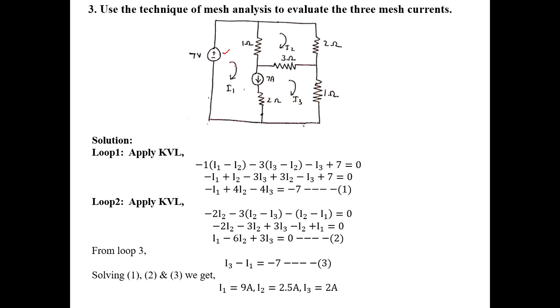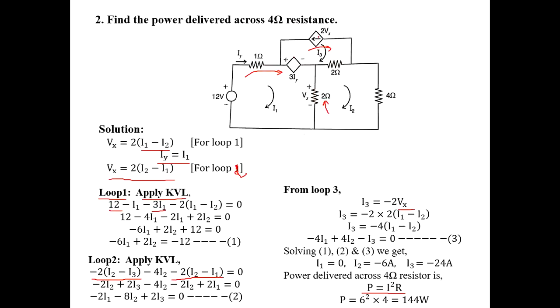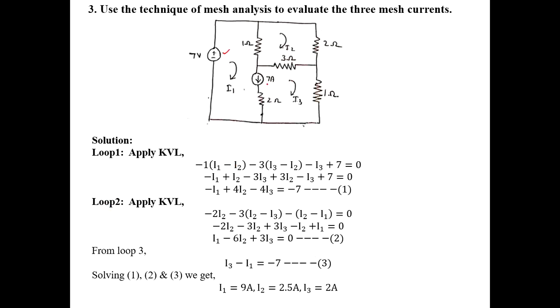First we have to mark the loops of the circuit: I1, I2, I3. Next apply KVL in this first loop. In the previous problem, this current source was separate from the other 2 loops. But in this problem, this dependent current source is between I1 and I2. This is another type of problem.